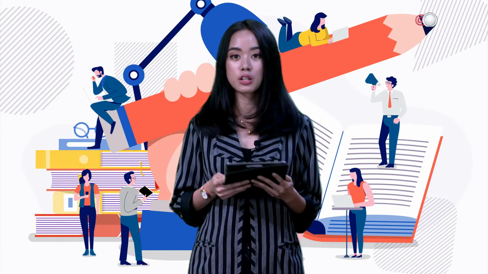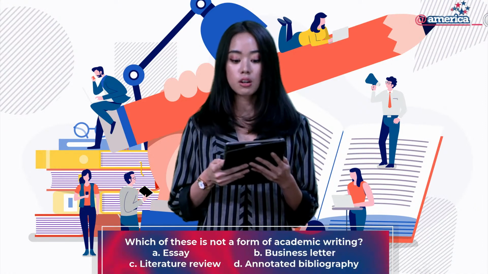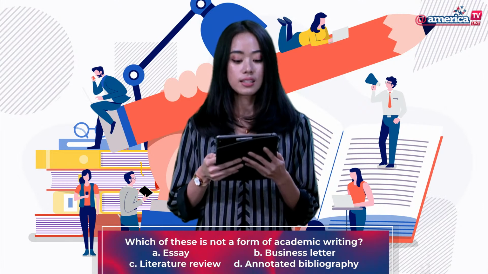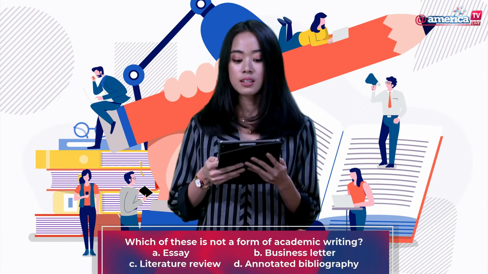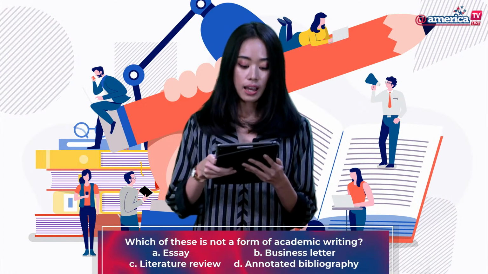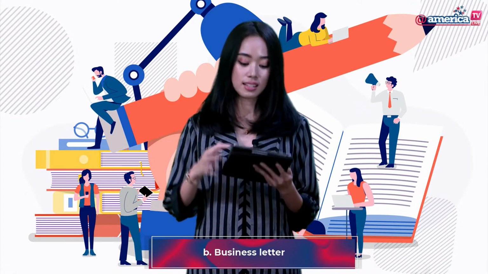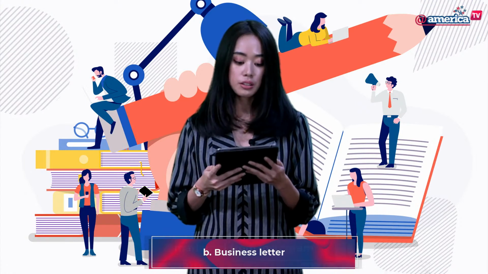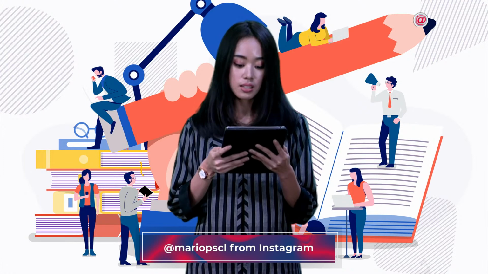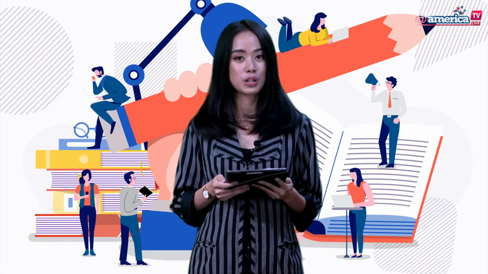Earlier in this session, we asked audience members a trivia question: which of these is not a form of academic writing? Is it A, essay, B, business letter, C, literature review, or D, annotated bibliography? The correct answer is B, business letter. Shout out to @MarioPSCL from Instagram for answering correctly, and thank you to everyone else who participated in our question of the day.